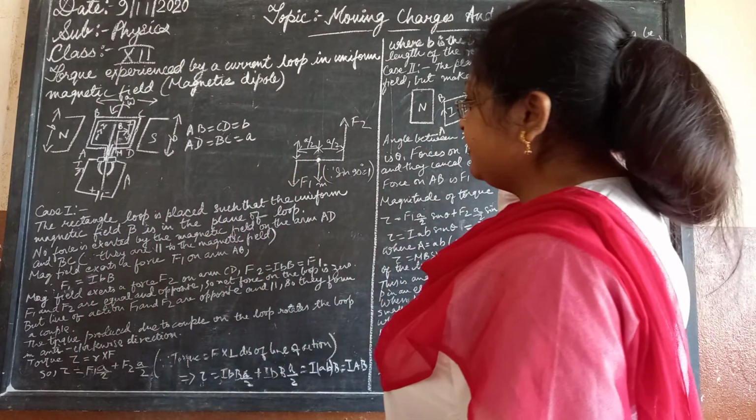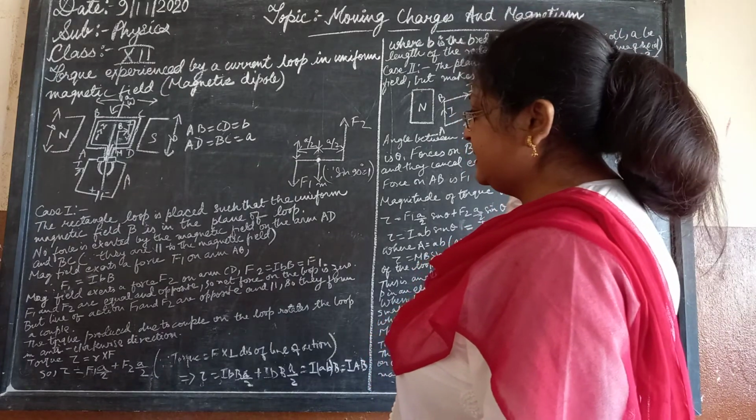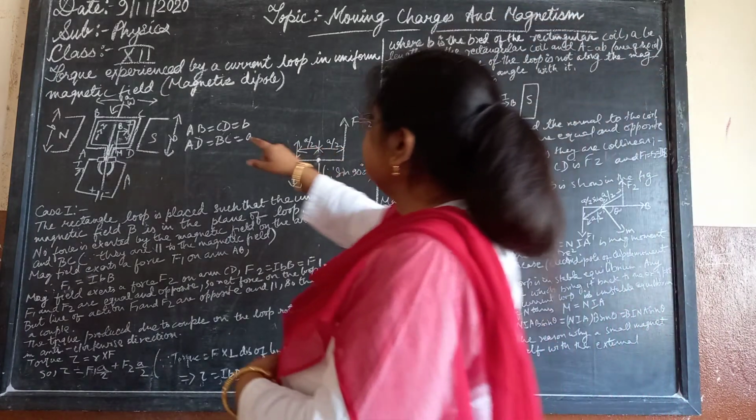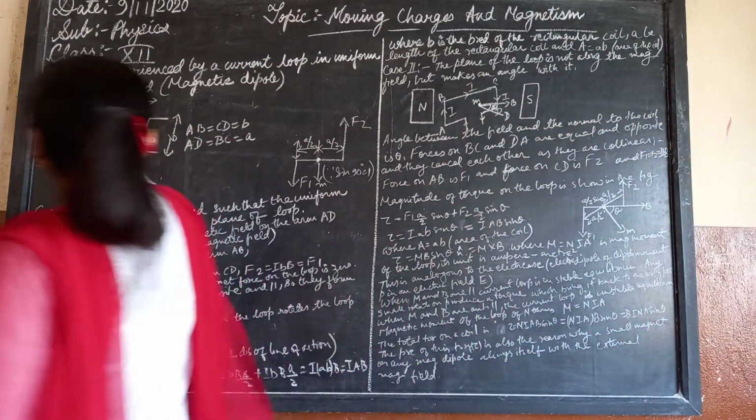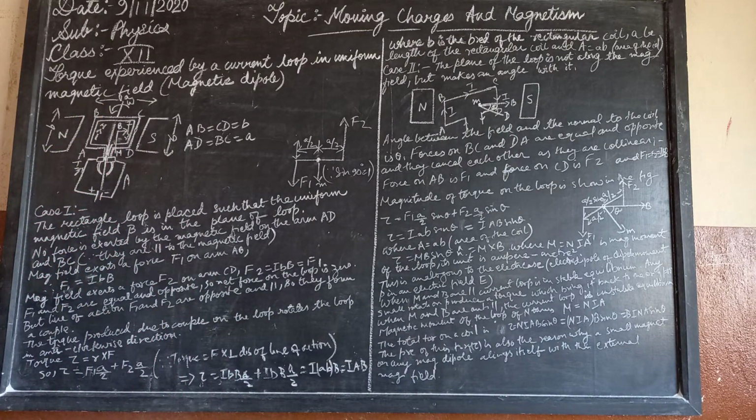No force is exerted by the magnetic field on the arms AD and BC, where AB and CD are equal to b and AD and BC are equal to a. Here the loop is moving with an angular momentum omega. No force is exerted on AD and BC as they are parallel to the magnetic field. The magnetic field exerts a force F1 on arm AB, where F1 is equal to I b B. The magnetic field exerts a force F2 on the arm CD, then F2 is equal to I b B, which is equal to F1.